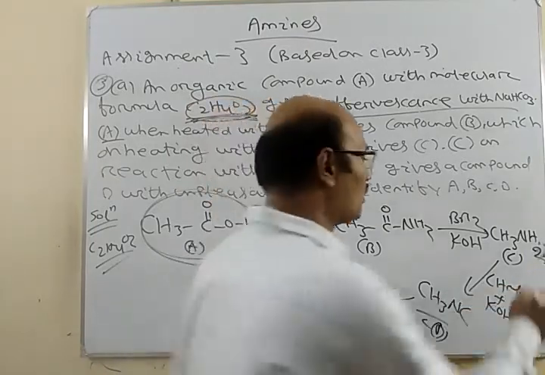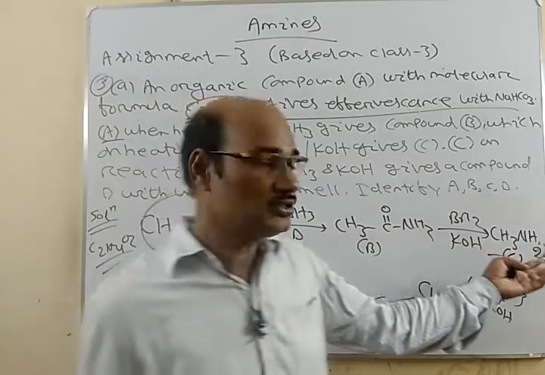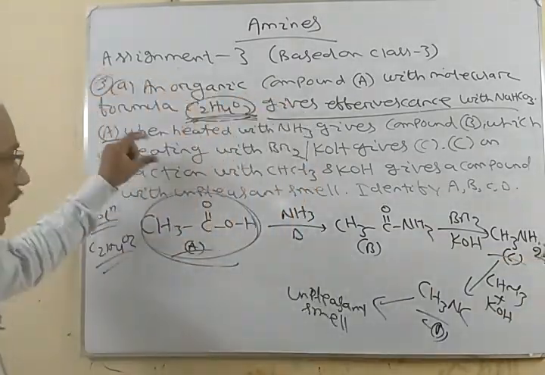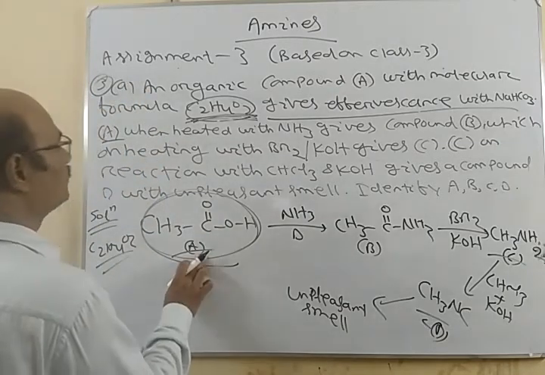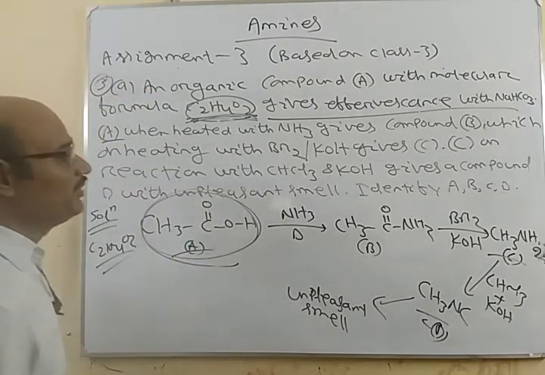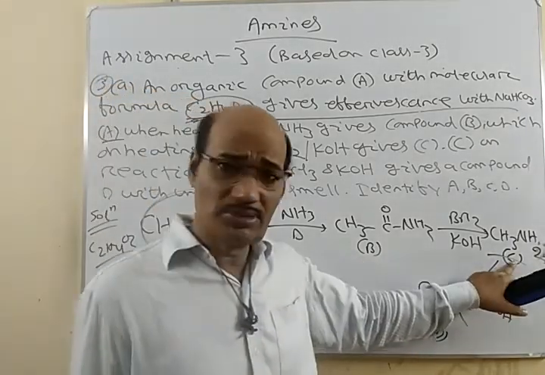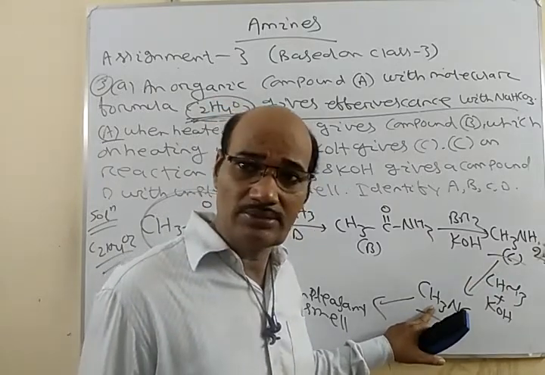Once you confirm these two, then we can proceed. And we know these amines can be obtained from the amides. Clear? So this is the identification of A, B, C, D in this problem. A is acetic acid, B is acetamide, C is methylamine, D is methyl isocyanide. Clear?